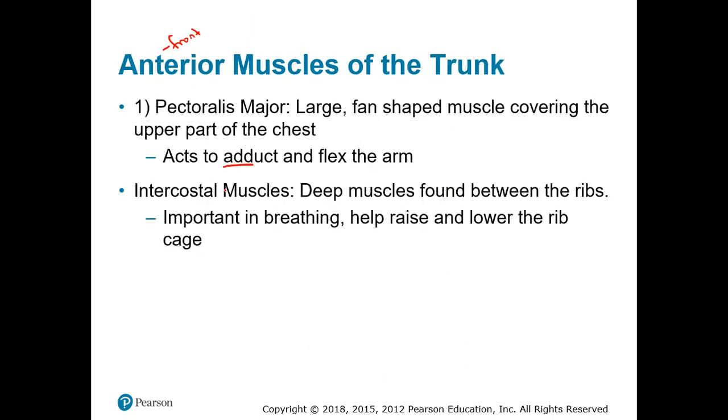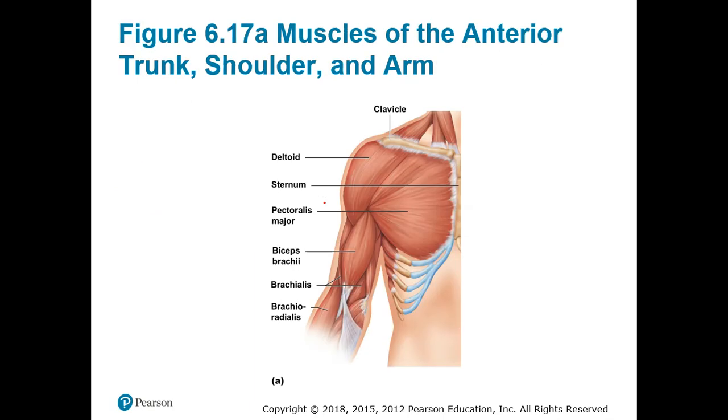The next major one we're going to look at, but we don't actually see on a picture, is something called intercostal muscles. These are deep muscles, so we do not see them on the pictures that I showed you on the previous slide. They are found between the ribs, and this is a very important muscle for breathing, and it helps raise and lower the rib cage. So again, we will not see it on this picture.